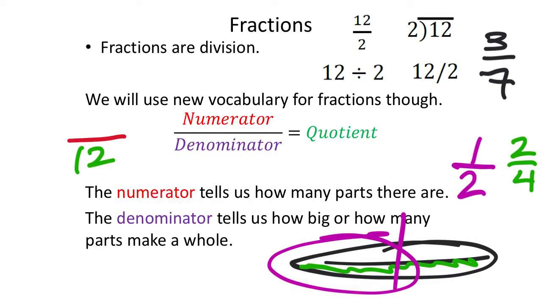And see, I got a little bit on my screen right here. So keep that in mind. The bottom number is the denominator, which tells us how many pieces make a whole or how big the pieces are. And the numerator tells us how many pieces there are. So again, 2 pieces out of 4 for you, 2 pieces out of 4 for me.